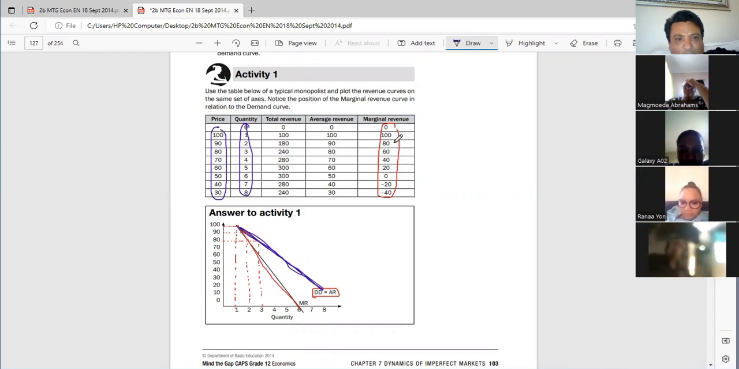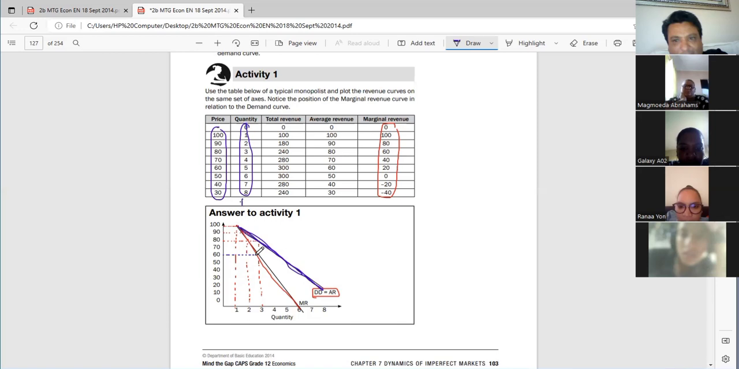So look, you see here, you can look at the quantity and marginal revenue. Quantity is 1, marginal revenue is 100. Quantity is 2, marginal revenue is 80. Quantity is 3, marginal revenue is 60. Can you see there?